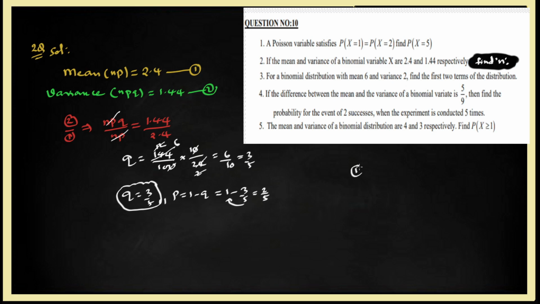Now from the first equation, np equals 24 by 10, 2.4 means 24 by 10. So from here, if you make n the subject, 24 by 10 divided by p. But what is the value of p? 2 by 5. Means we can write 5 by 2. So 2 5s are 10, 5 twos are 10, so 4 6s are 24. Therefore n equals 6.